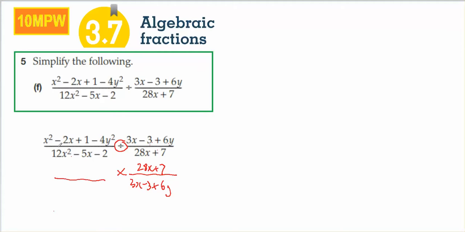Whereas over here it still stays the same, x squared minus 2x plus 1 minus 4y squared, and 12x squared minus 5x minus 2.